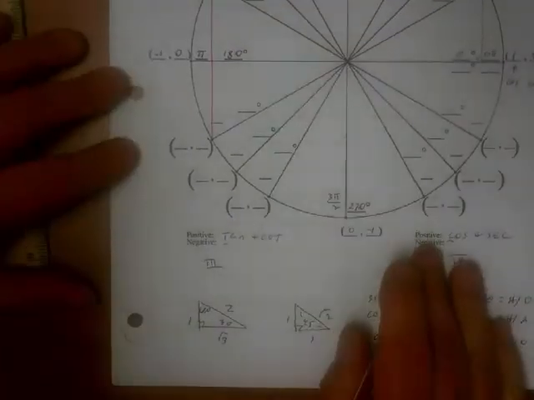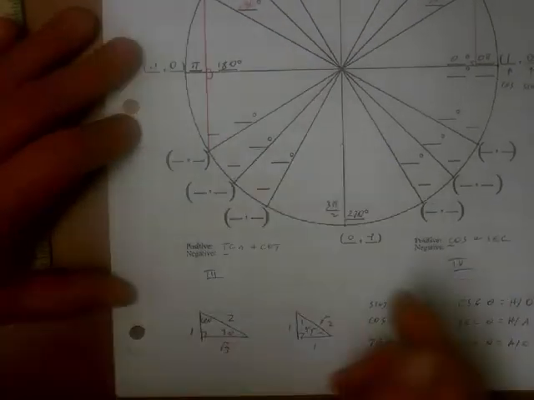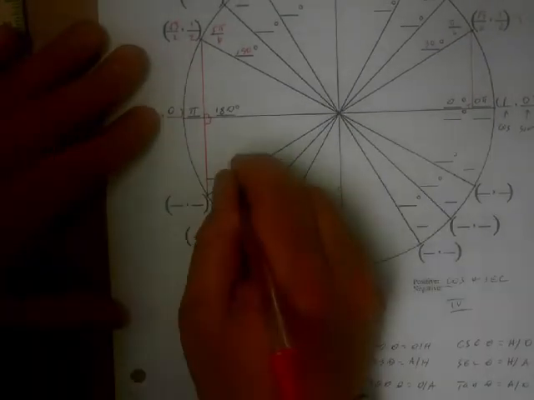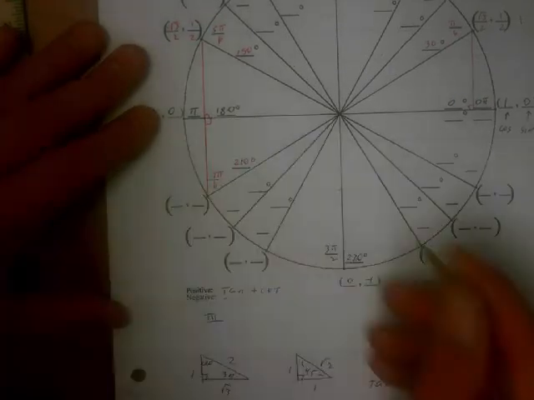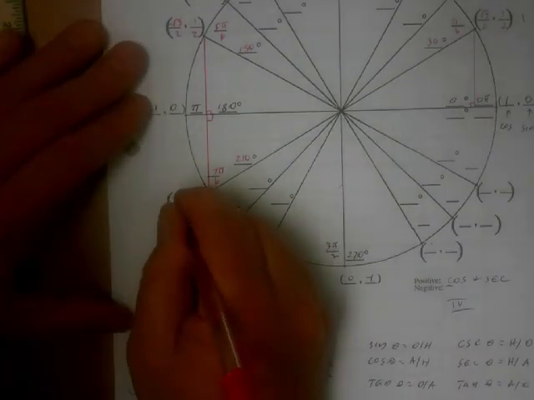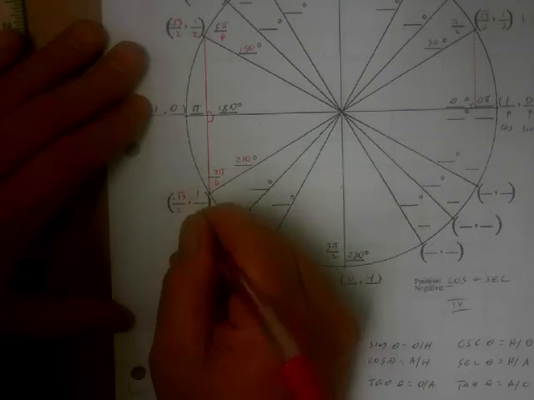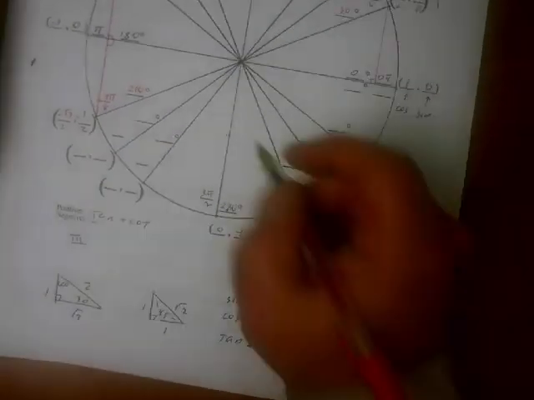Now I'm going to do the same thing down here in the third quadrant. These are all reflections, right? This is 30 degrees, so again I use this triangle down here. 210, which is 7 pi over 6. Cosine of 7 pi over 6 is root 3 over 2. Sine of 7 pi over 6 is negative 1/2.